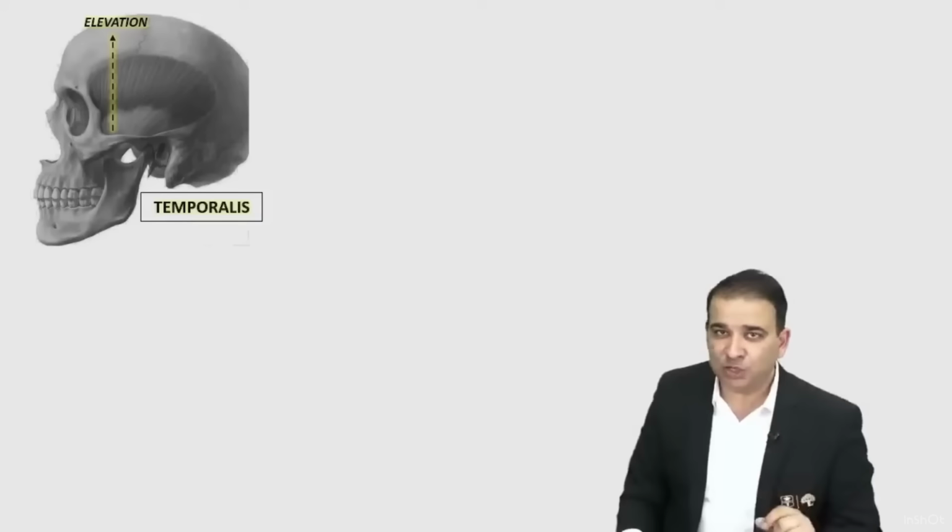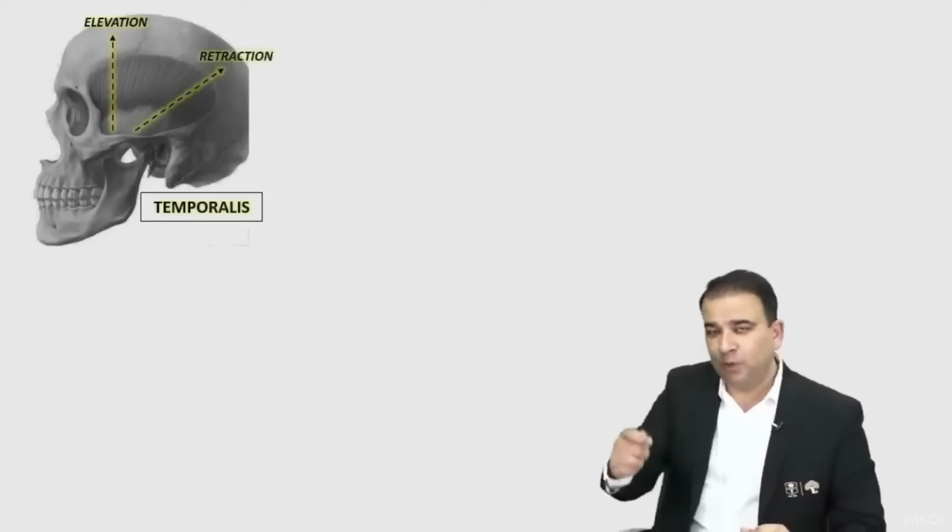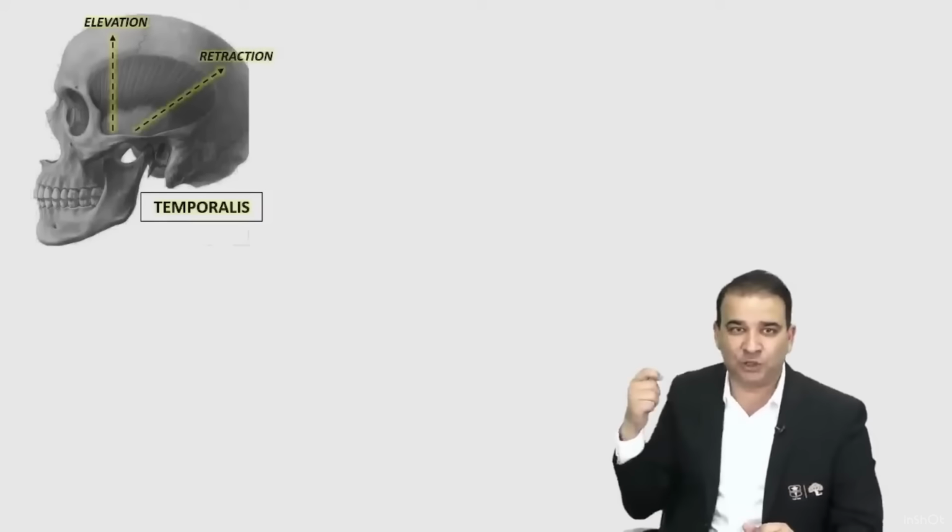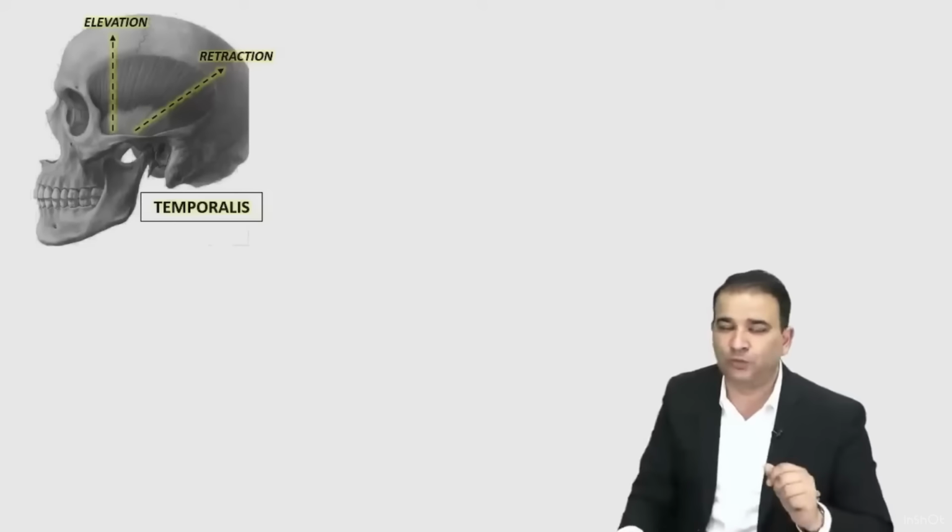And the unique action of temporalis is retraction. It will pull the mandible back. So this muscle helps in the retraction also, guys. Elevation and retraction, the two functions of the temporalis muscle.